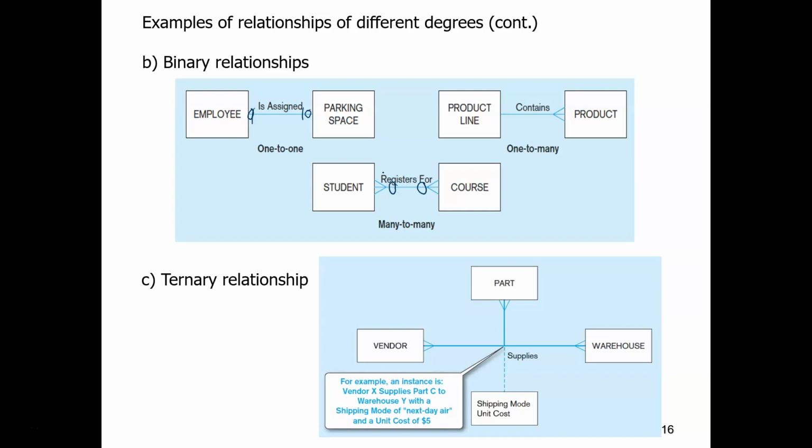For the ternary relationship, in most cases, it's usually many-to-many. In this case, the relationship has an attribute associated with it. The shipping mode, whether it's overnight shipping or 2-day shipping or ground shipping, and the unit cost for the part may be different, depending on who the vendor is and which warehouse it's shipping to. That's why these two attributes are associated with the relationship rather than with any of these entity types.